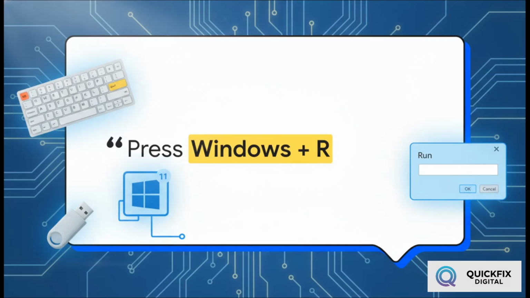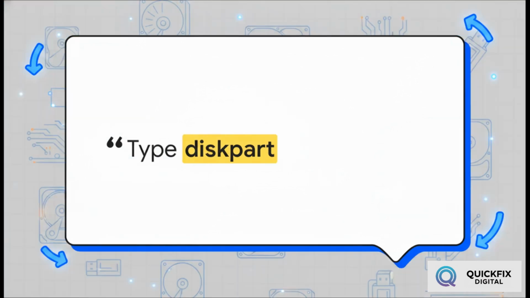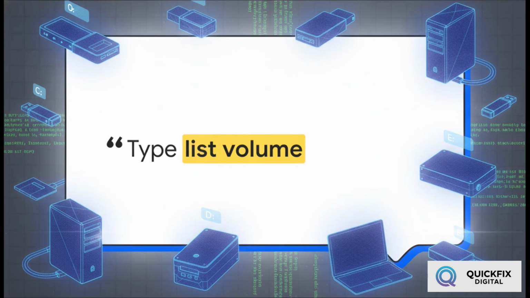To start, press Windows plus R on your keyboard to open the Run command box. Type DiskPart and hit Enter. This launches the built-in Windows utility. Once it opens, type List Volume and press Enter. You'll see all your connected drives.